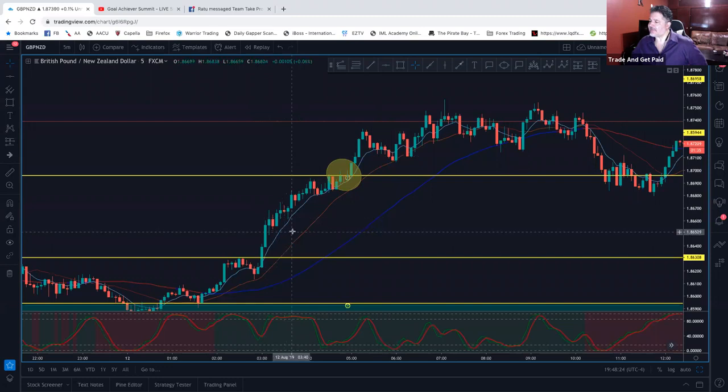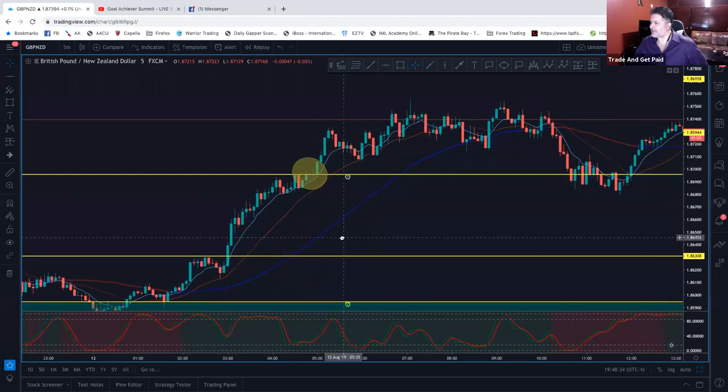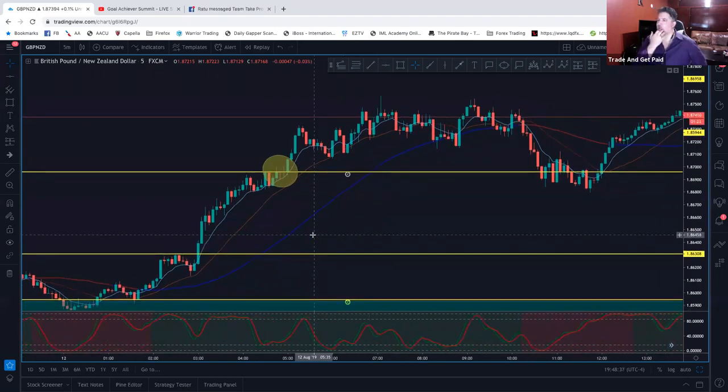So these moving averages, I'm not using them anymore. I use the 50, because I'm a zone breakout trader. But it can help you once you are in the trade. It can help you to see when to get out.